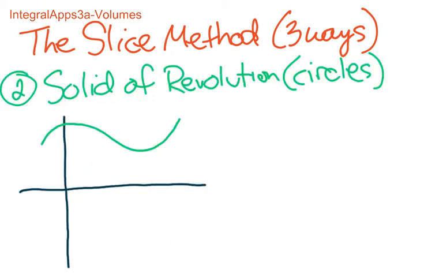Okay, the next one is called a solid of revolution. It's specific to circles, meaning you're going to take a function and you're going to revolve it around the x-axis or the y-axis. So we first start with this function, some sort of complicated, it doesn't have to be that complicated. It could be a function that's raised to the third power. And the first thing we want to do is just reflect it over the x-axis.